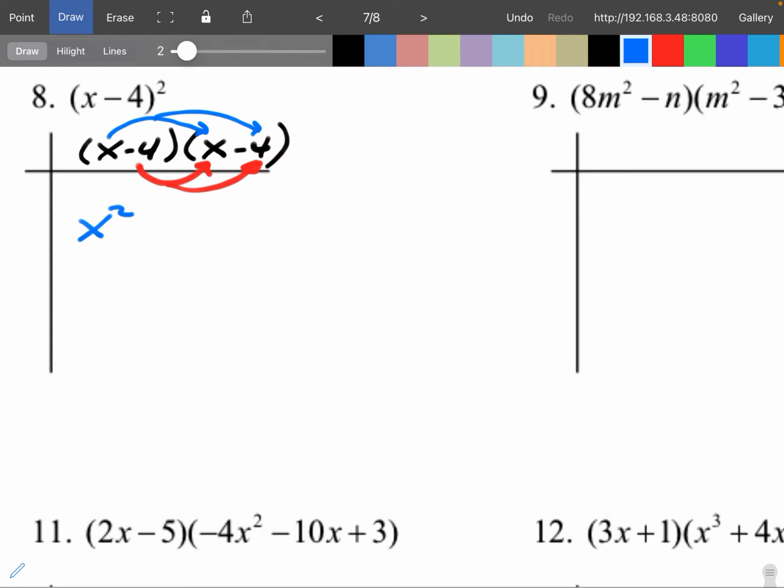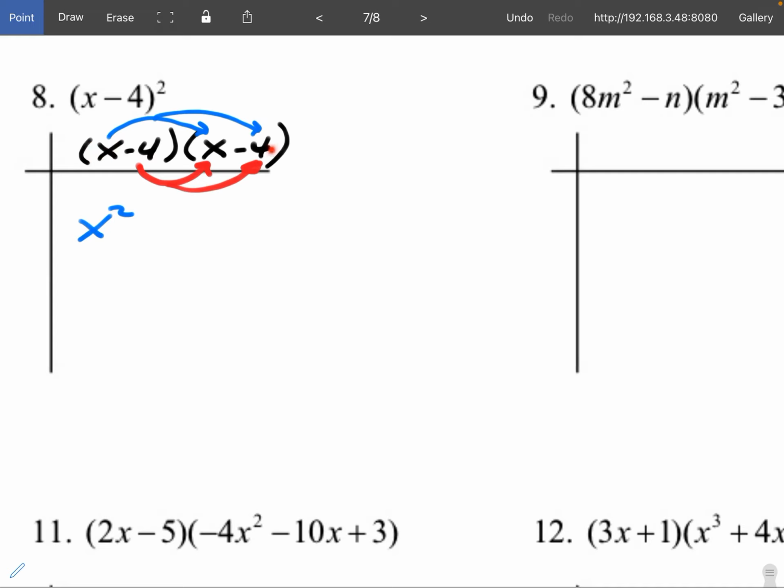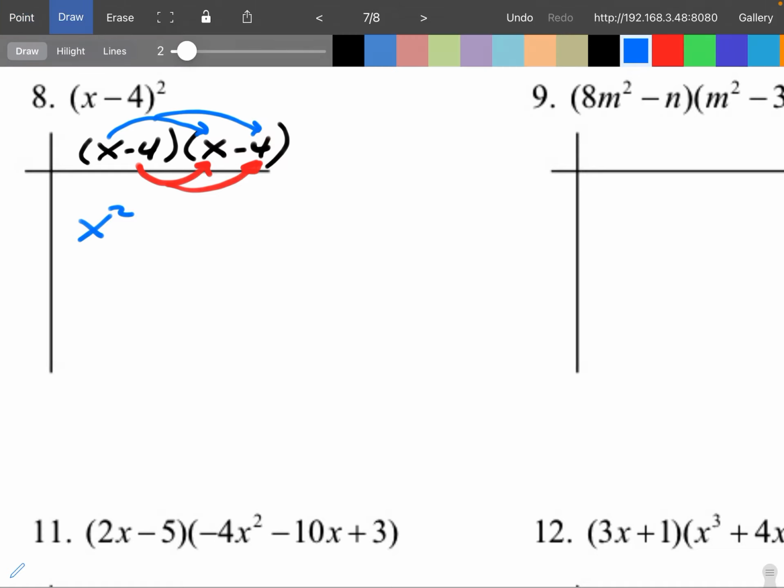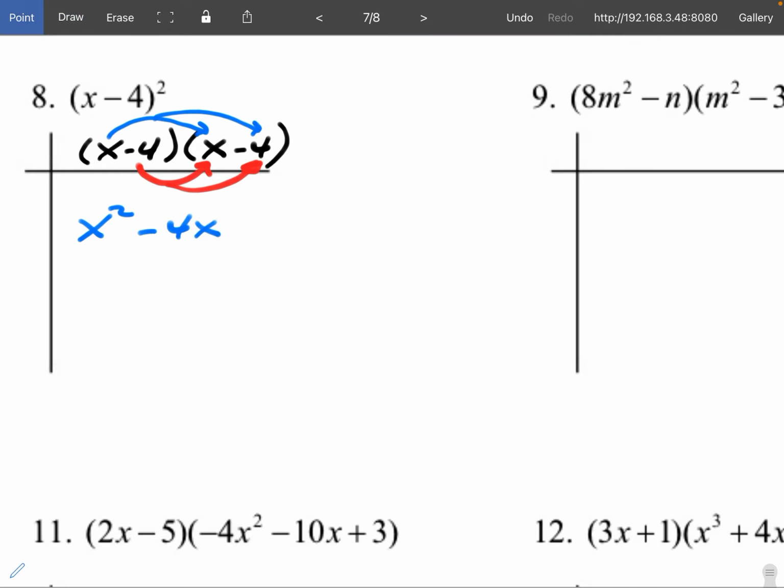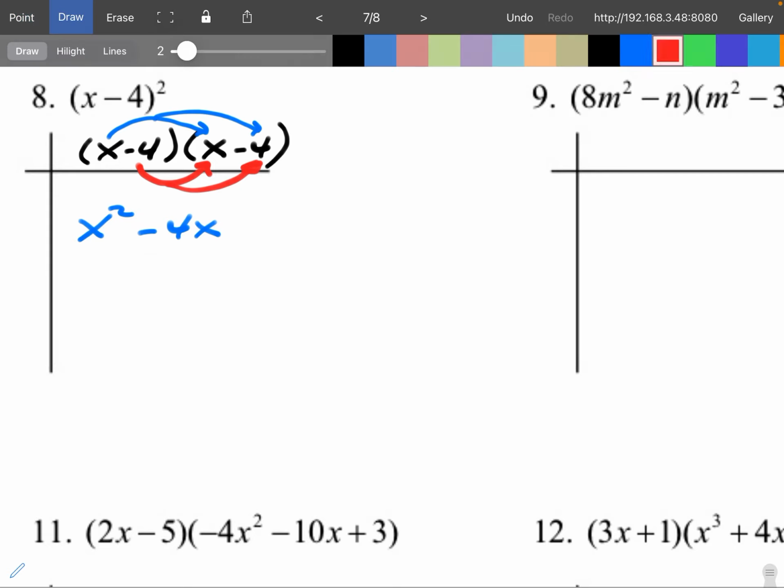So in the blue, I got x times x. x squared. Yep, not 2x, it's x squared. And then we've got the x times the negative 4. What's that? x times negative 4. Negative 4x. Yeah, negative 4x. It's a positive times a negative, so it's a negative 4x. So I write minus 4x. Remember that subtraction right there implies that that 4 is negative, okay?